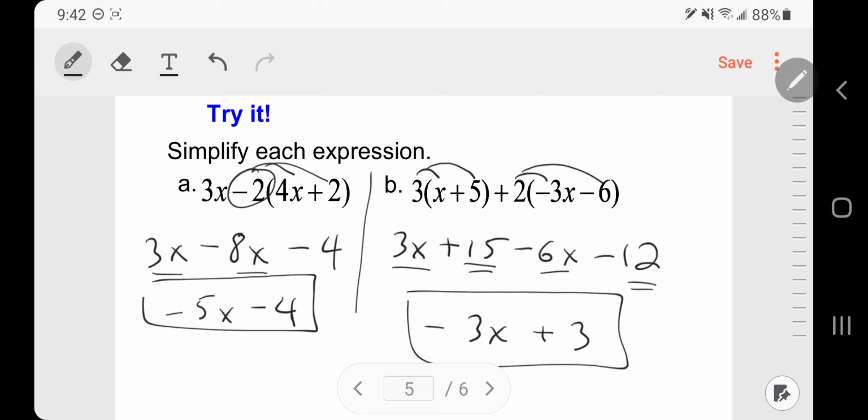All right, so those are a couple of important properties to know when simplifying an algebraic expression. Always look for the parentheses first and then combine your like terms as needed.